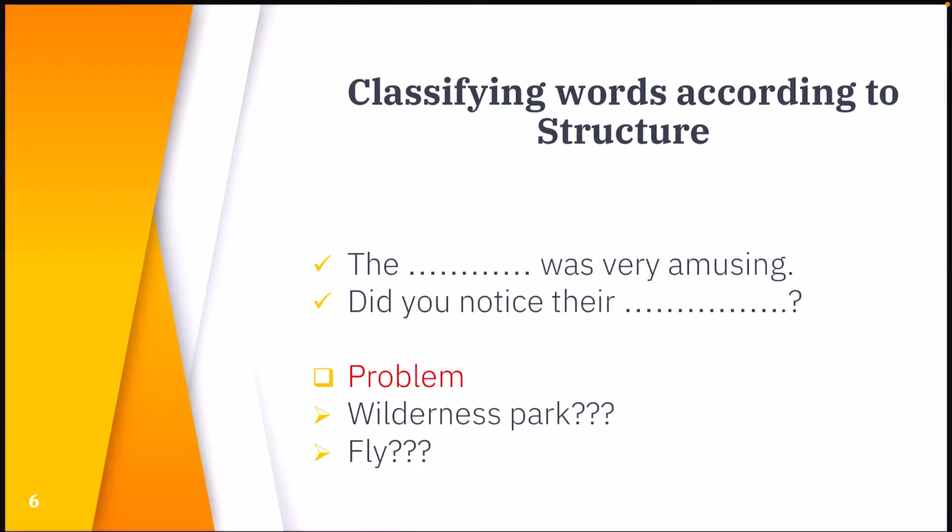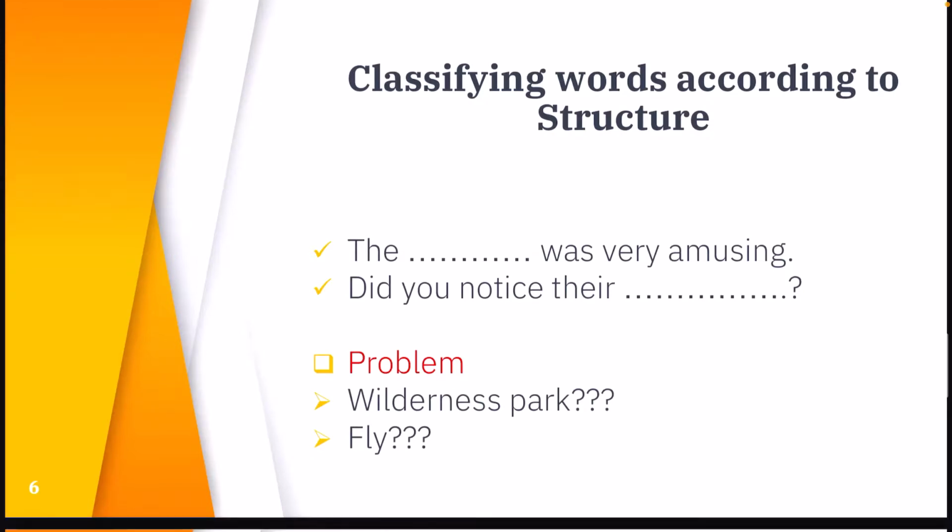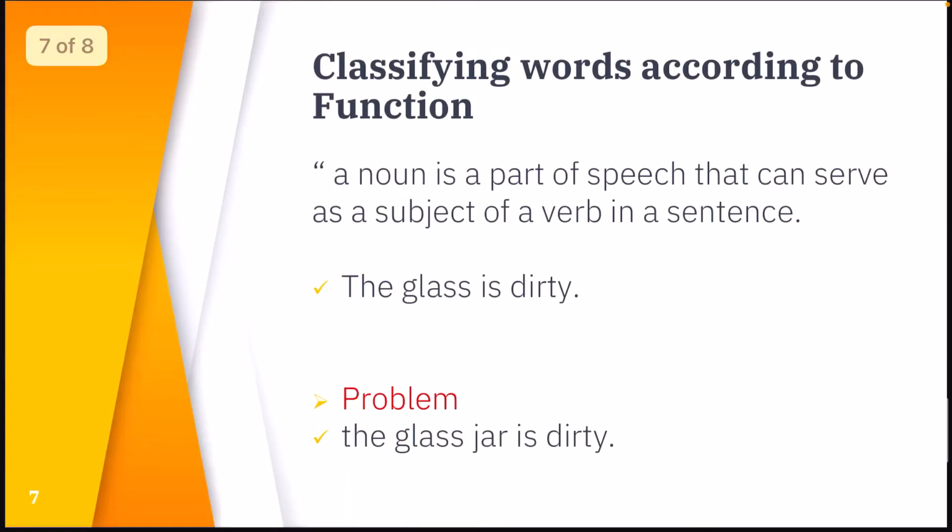Look at the example. The glass is dirty. Now, how do we determine whether glass is a noun or a different part of speech? Well, since it is the subject of the sentence, then it is a noun. However, if we were to adopt classifying words according to function, we still could have problems. Look at the example. The glass jar is dirty. Now, in the glass jar, which word is a noun? The glass and jar, are both of them nouns or not?